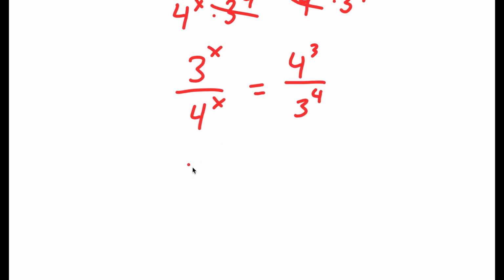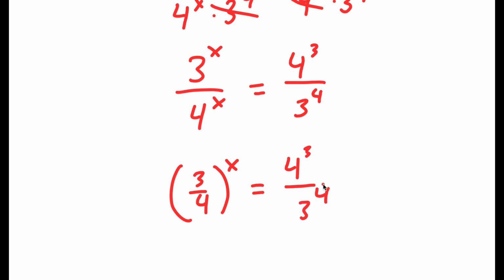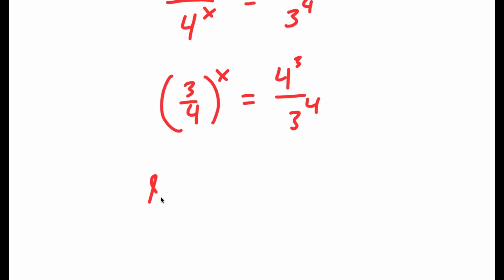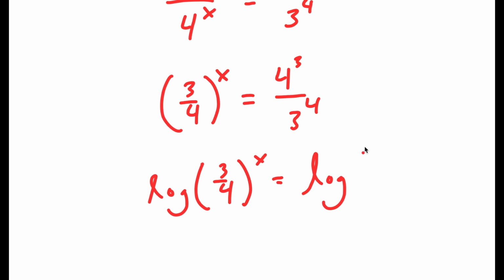Now 3 to the power of x over 4 to the power of x, that's the same thing as 3 over 4 to the power of x. So I have this is equal to 4 to the power of 3 over 3 to the power of 4. And now I'm going to take the log on both sides. So I have log of 3 over 4 to the power of x is equal to log of 4 to the power of 3 over 3 to the power of 4.